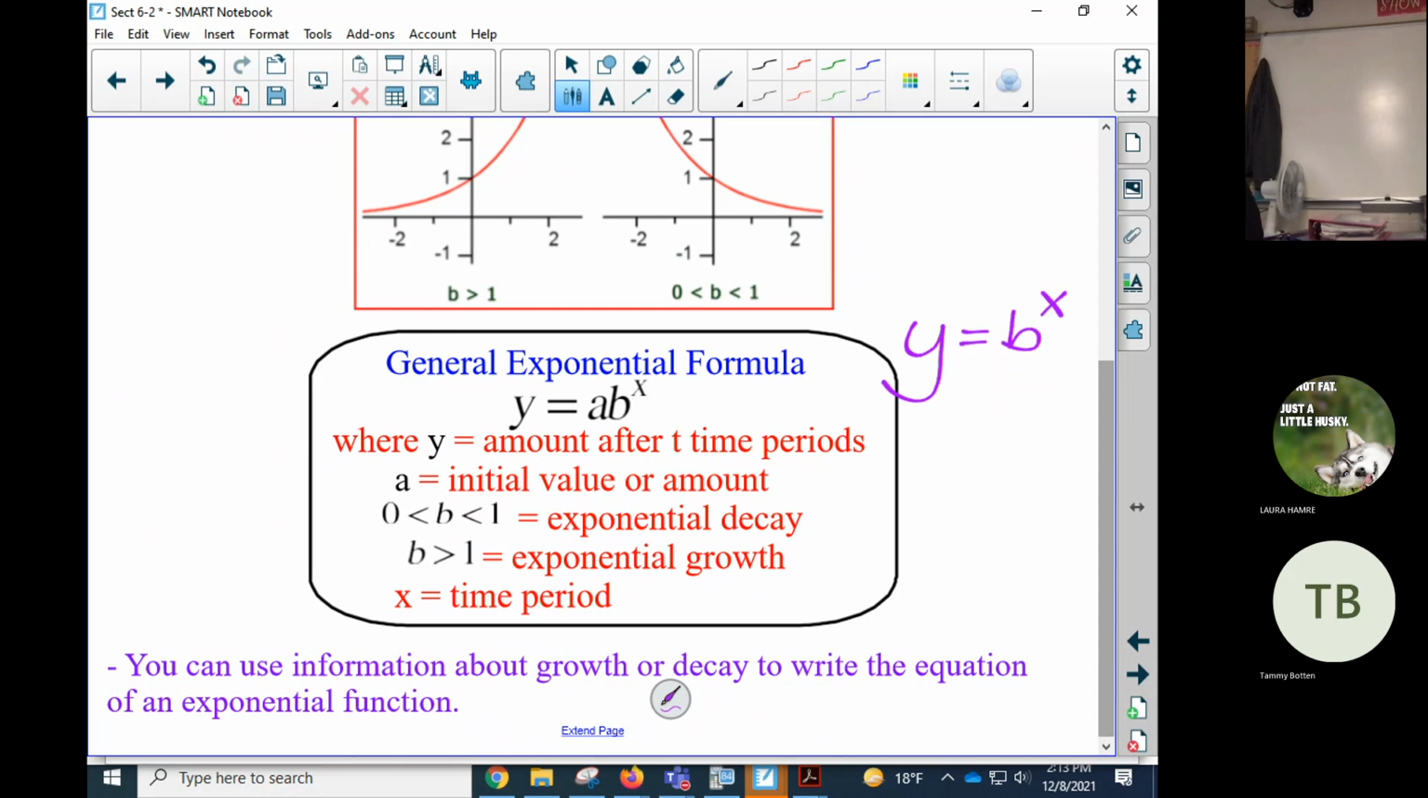We did this one earlier. We talked about just y equals b to the x. And the only difference here is a is what you start with. So we'll talk about like money or something like that. A would be how much money you started with, okay? B can be a decay, so like a car is depreciating, or B can be a growth problem like a savings account, okay? And then X is your time period.